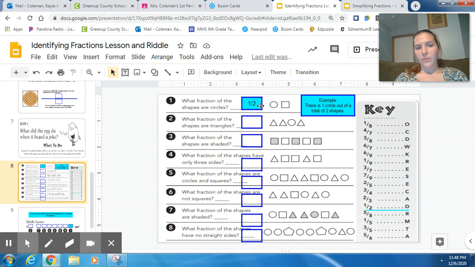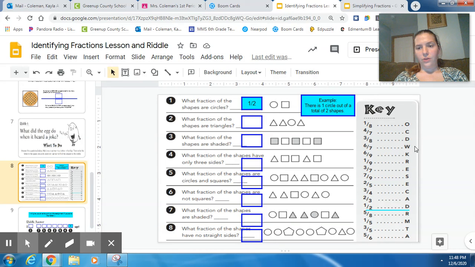The number on top is, well, how many are circles? I can look at this and I can see there's only one circle. So there's only one circle out of 2 total shapes. So my fraction would be 1/2. Okay, you're going to have to do the same thinking for questions 2 through 8. Read the questions carefully and find the fraction, the numerator and the denominator that fit that puzzle.